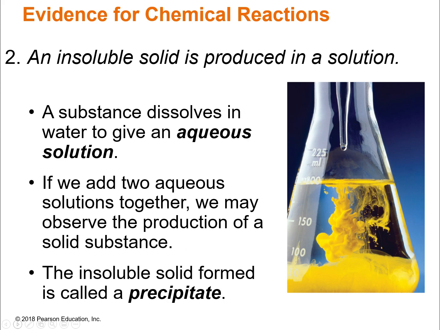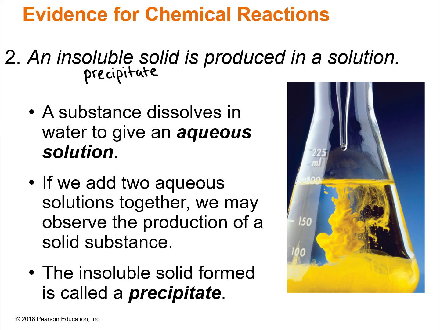The second piece of evidence you might observe is an insoluble solid being produced. That insoluble solid is called a precipitate. If you can take 2 aqueous solutions, which just means you've got some stuff dissolved in water, right? If we take 2 different aqueous solutions and mix them together, all of a sudden you have a solid substance forming and starting to settle to the bottom.